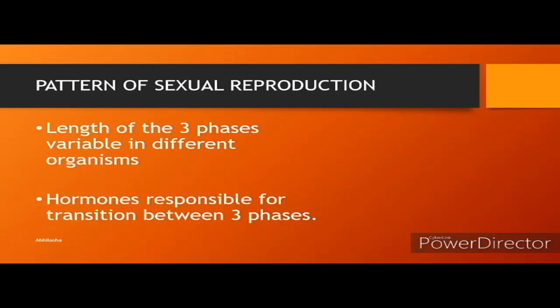Now, these two points you have to remember about the sexual reproduction process. The first point is that the three phases that we just discussed, juvenile, reproductive, and senescence, are of different lengths in different organisms. And second, change from one phase to the other is controlled by hormones. Hormones are responsible for an organism leaving one phase and entering the second phase.